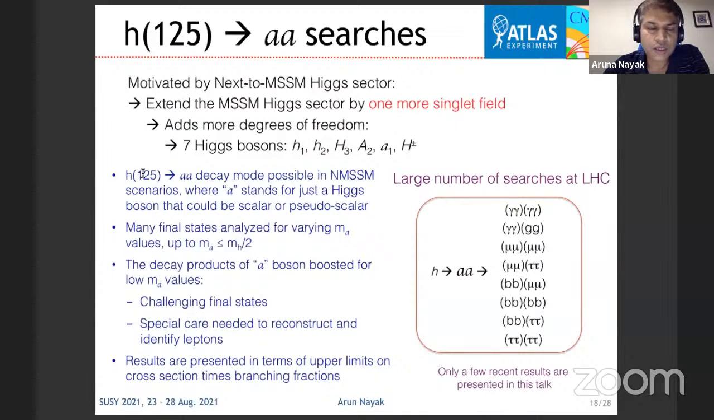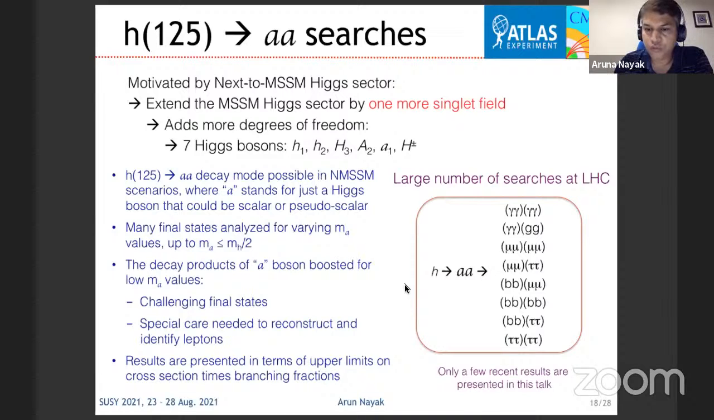So the search here, the H to AA decay mode, is one where A stands for just a Higgs boson that could be either scalar or pseudoscalar. We have many such final states, and searches are performed in all possible final states where A can decay. The final states are also analyzed for varying mass of the A boson, up to half of the standard model Higgs mass. But these analyses are quite challenging because the decay products of the A boson can sometimes be boosted when the A is very light, so special care is needed to reconstruct and identify leptons and jets.